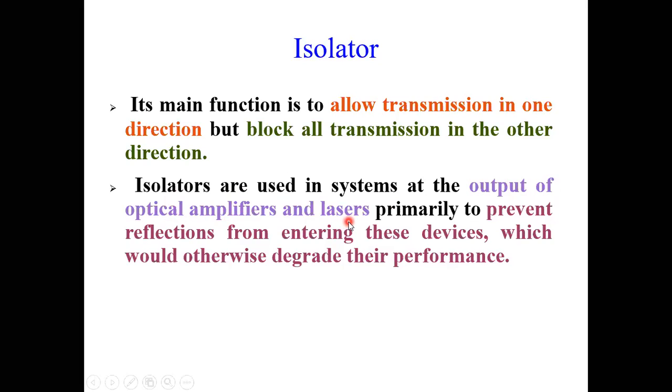Similarly, in the case of a laser, I want a highly directional signal. So I will place the isolator immediately after my source, the laser, so that the signal does not go back to the laser and damage the source, but goes ahead. So I will place it after the optical amplifier and laser to prevent reflection from entering these devices. I need to protect these devices, that is, my optical amplifier and the laser. Not only protection, reflection will also degrade the performance. These are the two reasons why I need to use an isolator after the optical amplifier and laser.